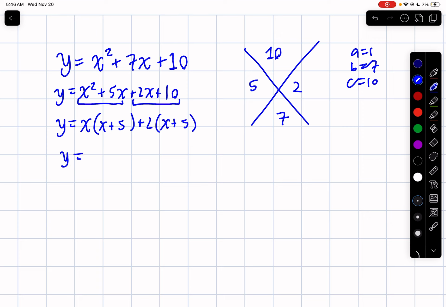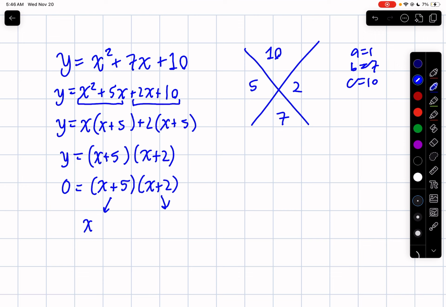And I know I'm speeding through this, but it'll all make sense in just a sec. x plus 5 and then x plus 2. Okay. And then to solve this, I set that equal to 0. So 0 equals (x plus 5) times (x plus 2). And set both of these equal to 0, and then solve for x. So I get x equals negative 5, and x equals negative 2.